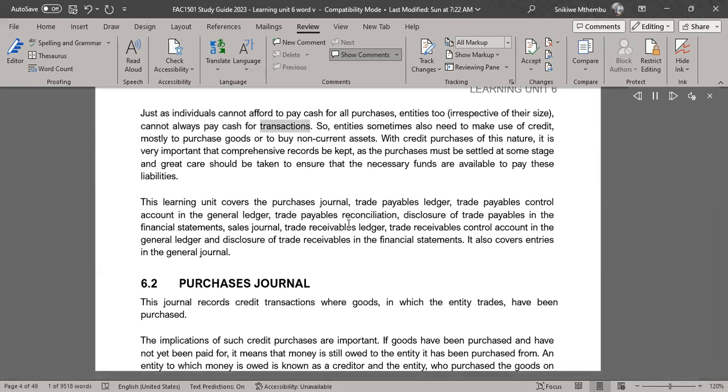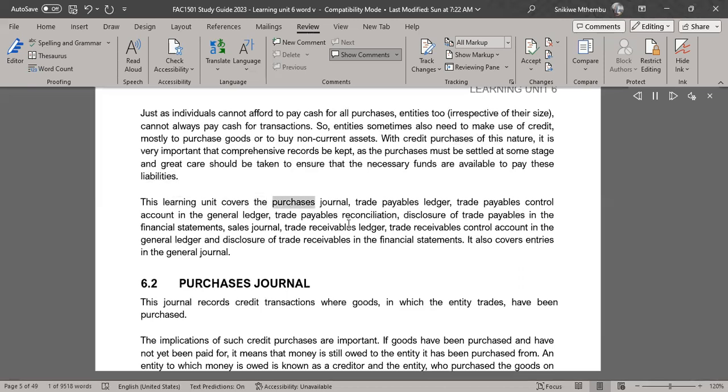So, entities sometimes also need to make use of credit, mostly to purchase goods or to buy non-current assets. With credit purchases of this nature, it is very important that comprehensive records be kept, as the purchases must be settled at some stage and great care should be taken to ensure that the necessary funds are available to pay these liabilities.